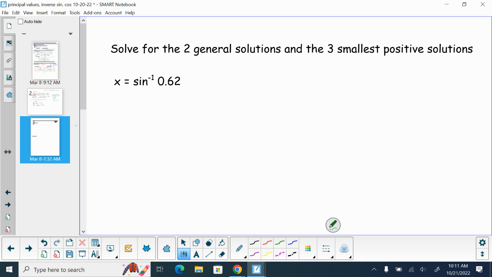All right. Let's find the two general solutions and the first three smallest positive values. Okay, write your general solutions. Once again, go to two decimal places. Then your first three smallest positive values. Just do the first one. Check your answer with somebody around you.